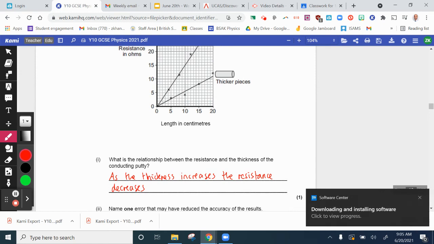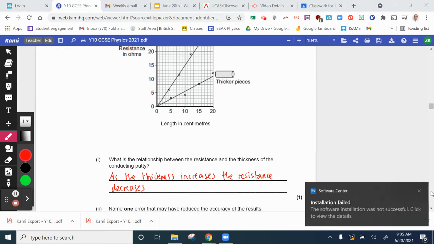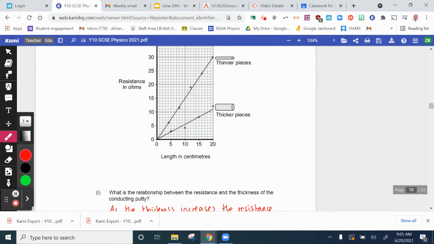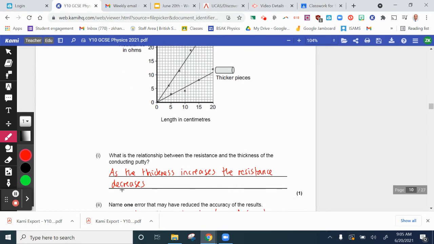The first part of this section is: what is the relationship between the resistance and the thickness of the conducting putty? And what we can see is that the thicker pieces have a lower resistance than the thinner pieces. So at a given length, pick whatever length, say 20 centimeters, the thicker piece has lower resistance than a thinner piece. So as the thickness increases, the resistance decreases. So we are looking for a relationship between thickness and resistance, not length and resistance.